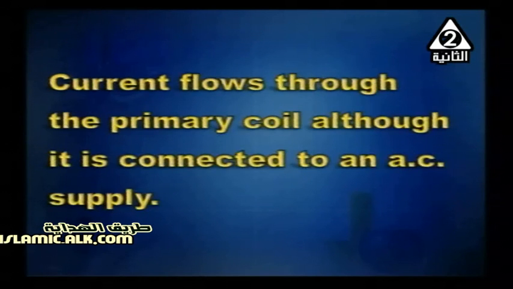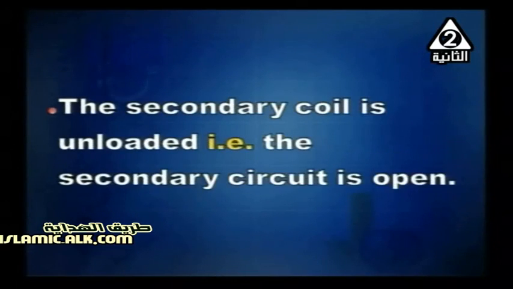When does the current, we've got current that flows through the primary coil, and the primary coil is connected to the mains, but no current passes through it? Yes, this happens when the secondary coil, or secondary circuit, is unloaded, is open. That's to say, when the secondary circuit is open.